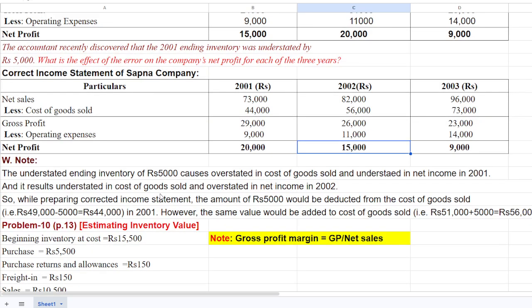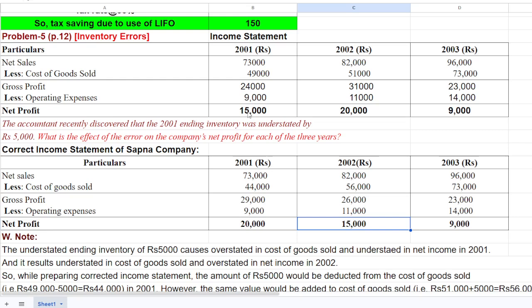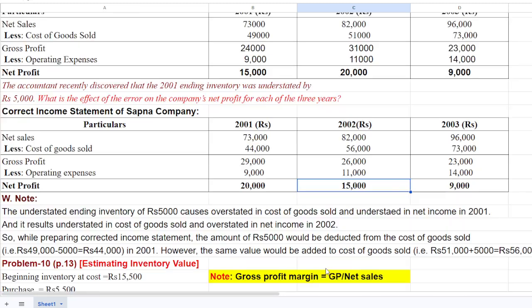So whatever we calculated, you have to understand and analyze the information. Understated ending inventory of 5,000 causes overstated cost of goods sold and understated net income. Previously it was 15,000, but now when you are correcting it, it will be corrected by 5,000, friends. Okay, and it results in understated cost of goods sold and overstated 2002 net income. This way we could interpret the information.